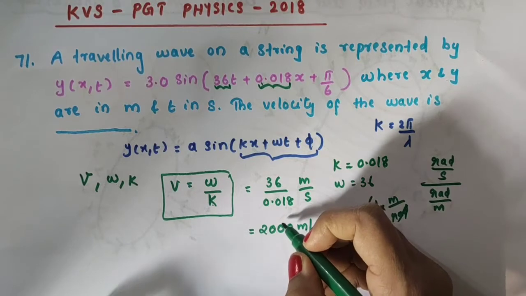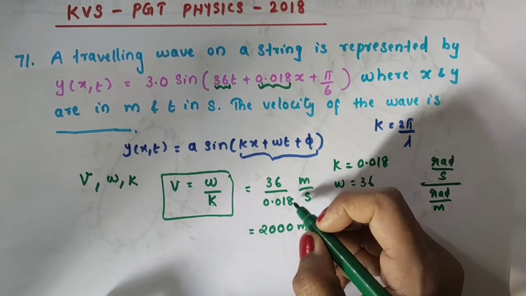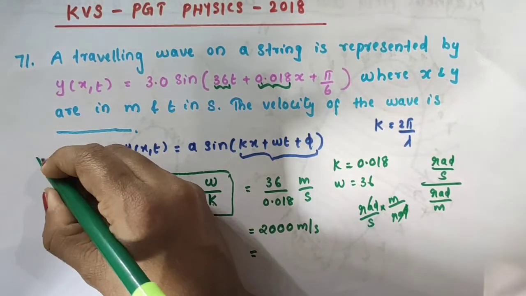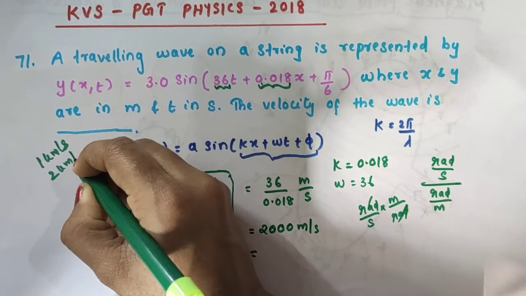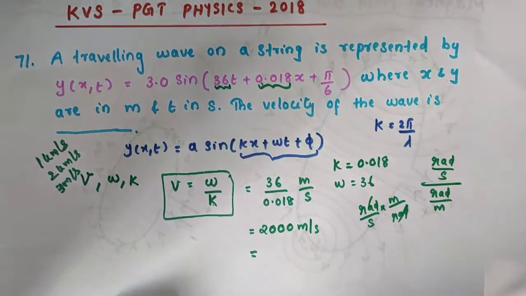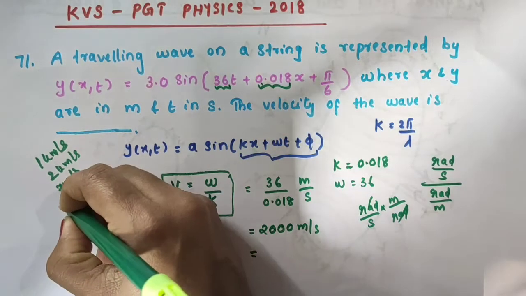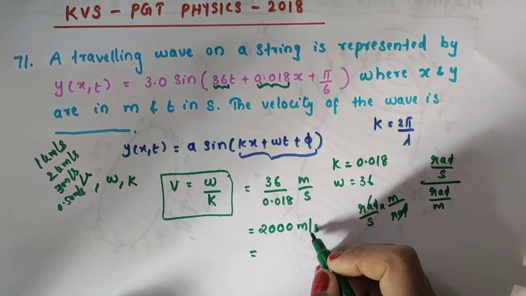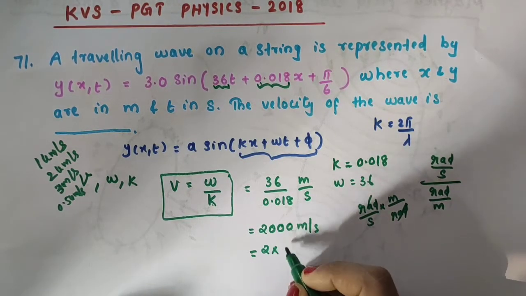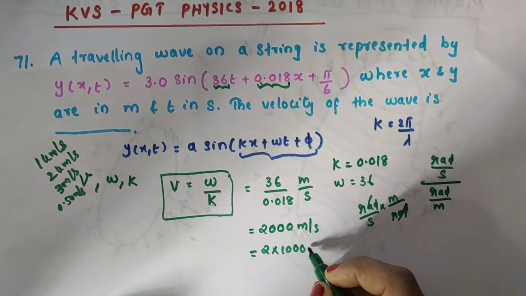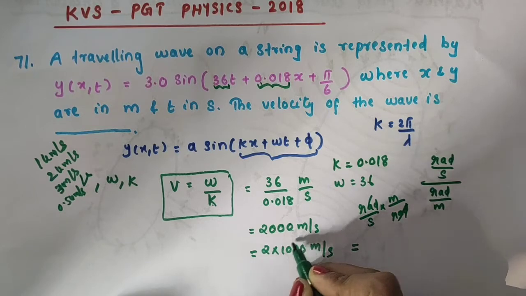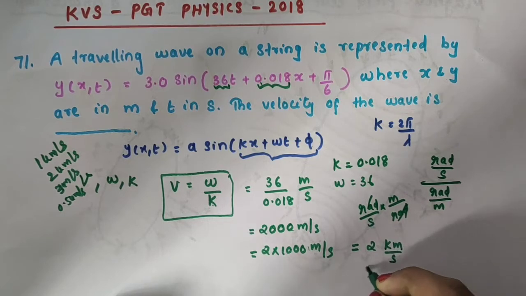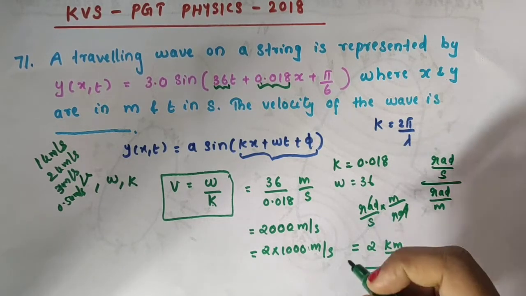But in the question paper, the options are given like 3 kilometer per second, 1 kilometer per second, 2 kilometer per second, like that. I'm writing here 1 kilometer per second, 2 kilometer per second, 3 kilometer per second, and I think 0.5 kilometer per second. These were the four options. Here we got the answer in meter per second. This can be written as 2 into 1000 meter per second. 1000 meters is equal to 1 kilometer. So it is 2 kilometer per second.